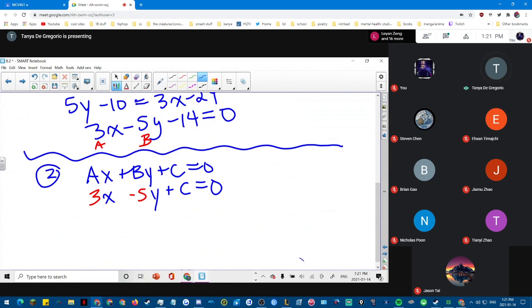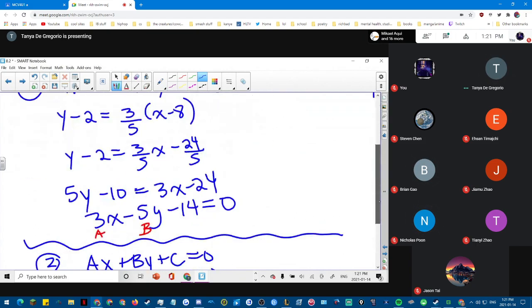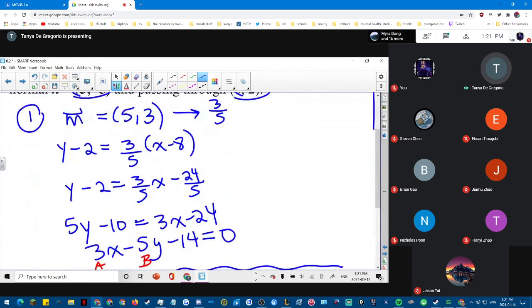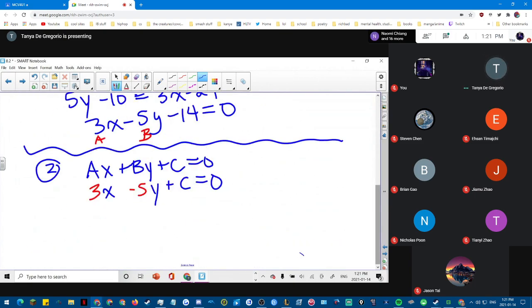All right. So from here now, I need to solve for C. So what can I do to solve for C? We can plug in the point. Yes, so in the point, just as I did here. Sorry, I just sort of did it. I subbed in my point, right? Y minus 2 and x minus 8.